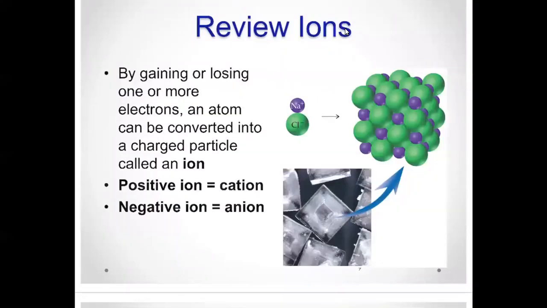In this video, you will learn about different types of ions, so monatomic ions and polyatomic ions. Just as a review, remember that ions are created by gaining or losing electrons, right? And you have a charged particle. If it's positively charged, it is called a cation, and if it is negatively charged, it's an anion.